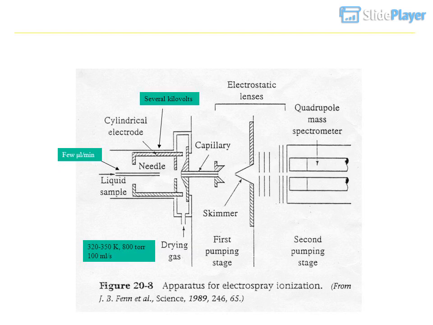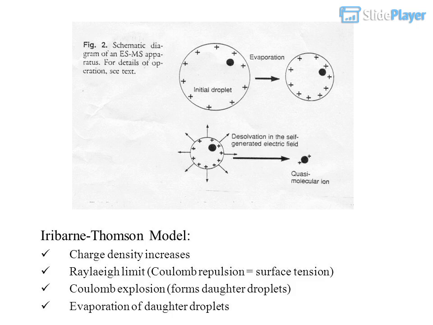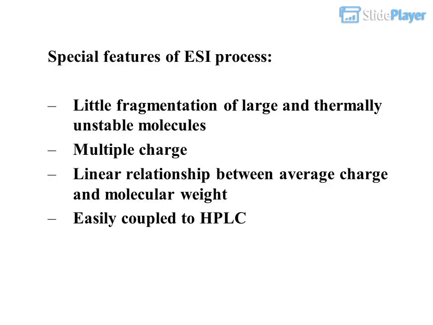Several kilovolts. A few microliters per minute. 320 to 350 K, 800 to 1000 milliliters per second. Barrel and Thomson model. Charge density increases. Rayleigh limit: Coulomb repulsion equals surface tension. Coulomb explosion forms daughter droplets. Evaporation of daughter droplets.